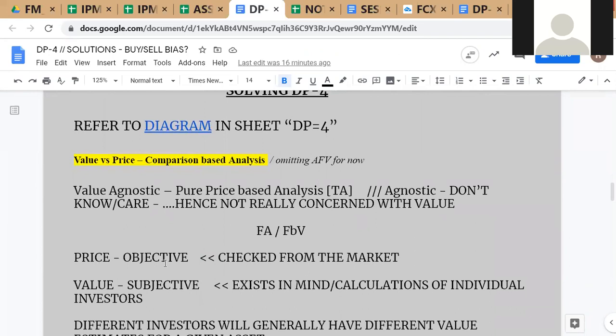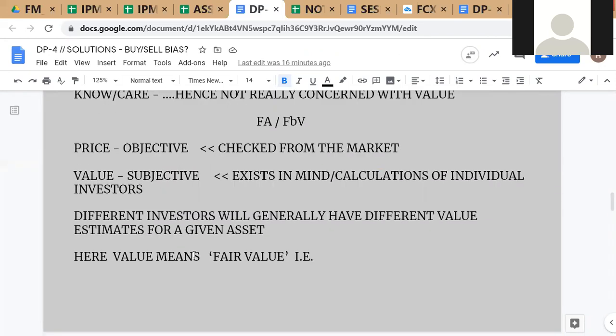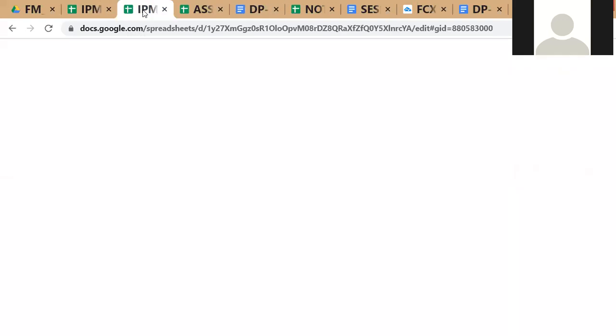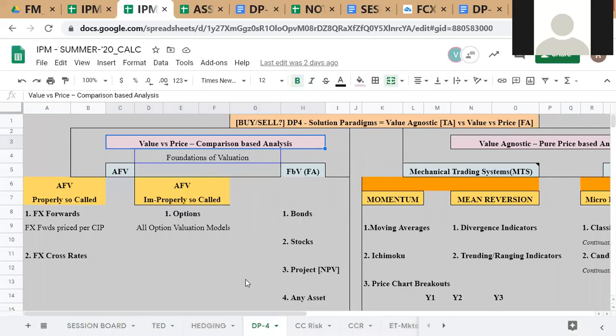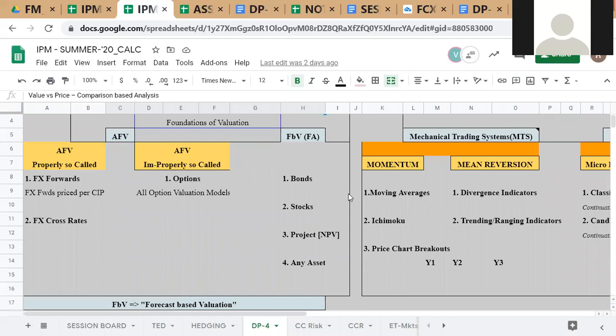So we will move on now to what we have already discussed, what we call FA, fundamental analysis, which is basically what I have called FBV, forecast-based valuation. Now, understand why we are calling it forecast-based valuation. All this stuff is listed under FBV. You did all this stuff in your first year classes: project NPV, stocks, bond valuation. And I've given you the general formula, which is the same for all of these, and that can be used to value any asset.